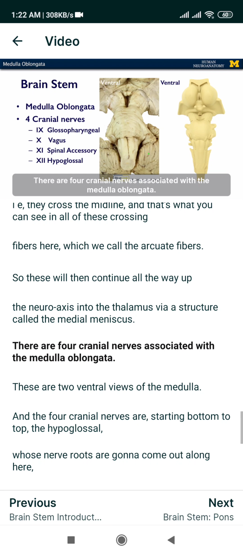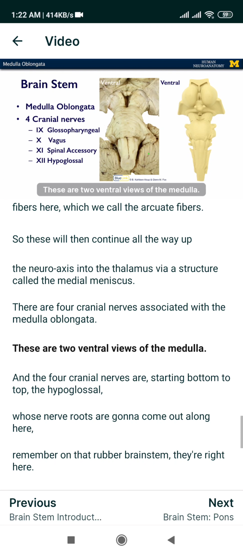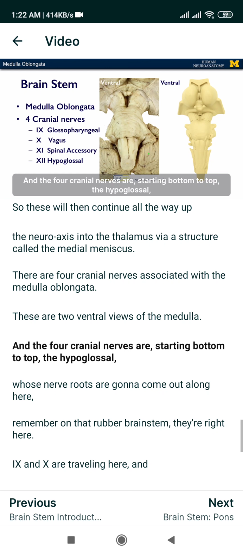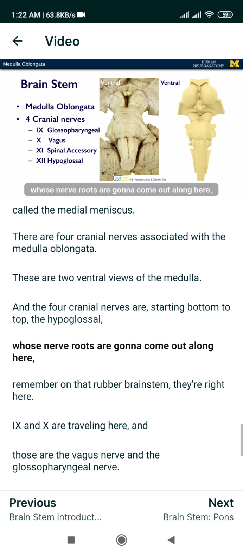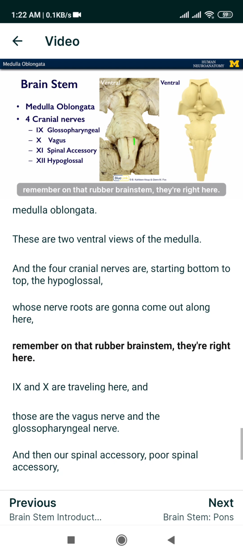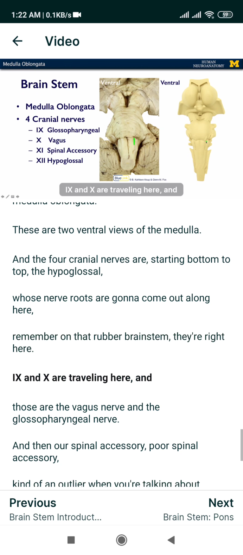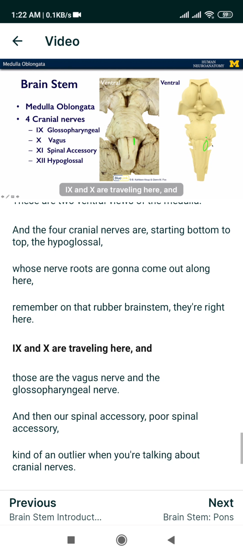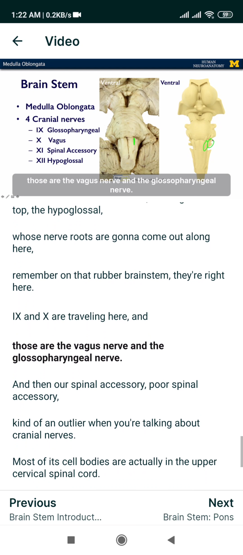There are 4 cranial nerves associated with the medulla oblongata. These are 2 ventral views of the medulla, and the 4 cranial nerves are, starting bottom to top, the hypoglossal, whose nerve roots are going to come out along here. Remember on the rubber brainstem? They're right here. 9 and 10 are traveling here, and those are the vagus nerve and the glossopharyngeal nerve.